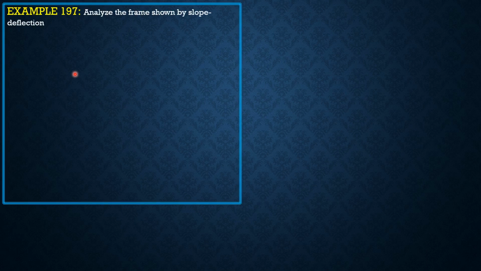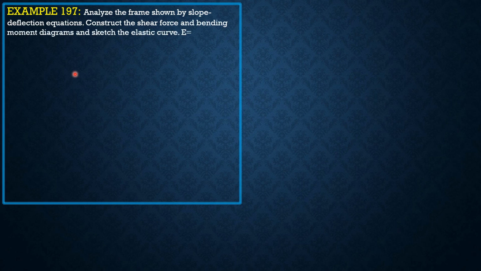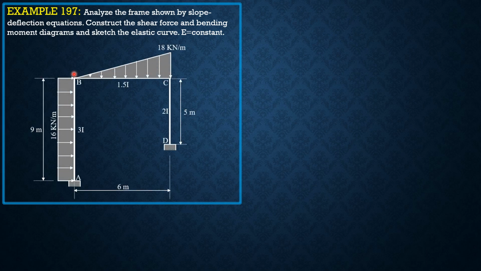Analyze the frame shown by slope deflection equations, construct the shear force and bending moment diagrams, and sketch the elastic curve. E is constant. So for this problem, take note of the moment of inertia of each segment of this frame. It will undergo side sway, and based on the loading, the whole system will rotate in the rightward direction. So it is clockwise direction as shown in the figure.